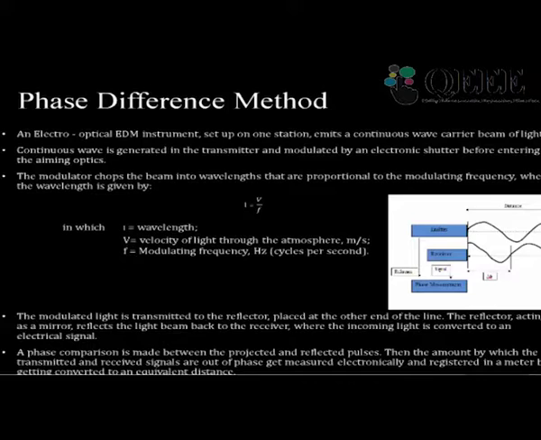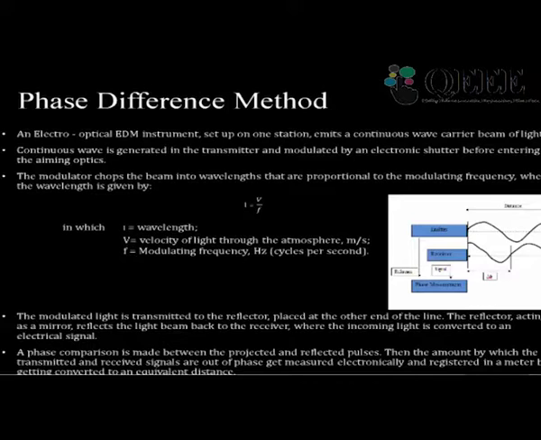So the modulated light is then transmitted to the reflector. Once it comes into the aiming optics, it will be transmitted to the reflector placed at the other end of the line, that means at your target location. The reflector acts as a mirror and reflects the light beam back to the receiver, where the incoming light is converted into an electrical signal. Here the phase comparison between the transmitted signal and the received signal will be used to calculate the distance.